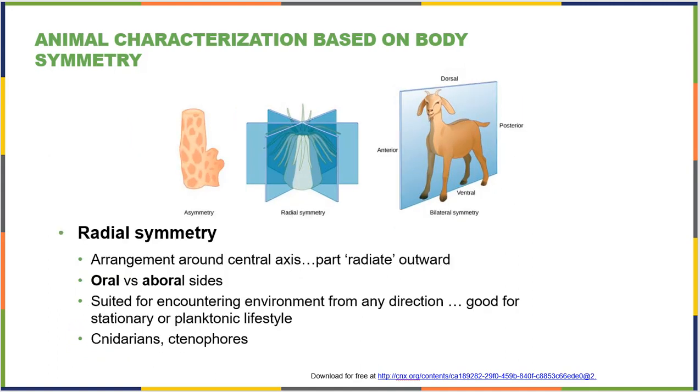The second type of symmetry is radial symmetry. So in radial symmetry, that's what you see in the middle picture. So your body is arranged around a central axis. You radiate out. Think radial tires. You're essentially organized into a circle. So rather than having a clear left and right, you have an oral and aboral side. So you have a side that has a mouth and a side that has a back, essentially.